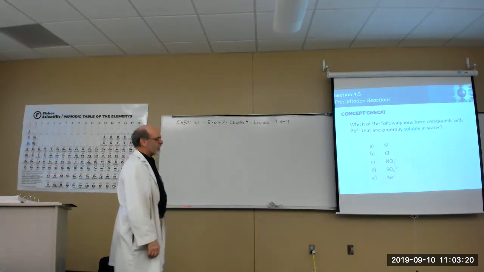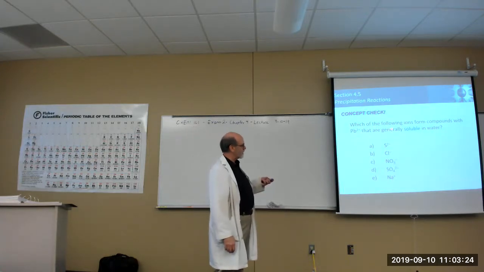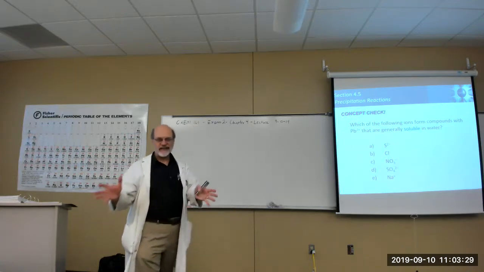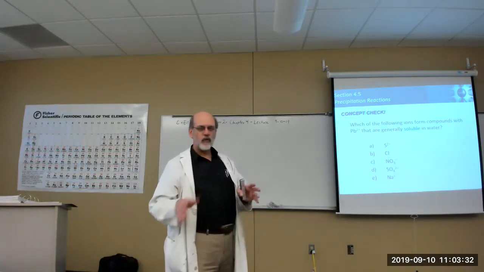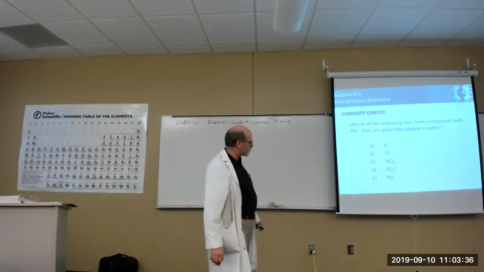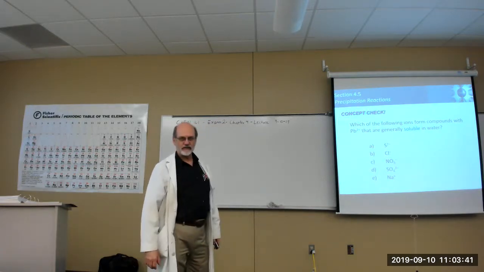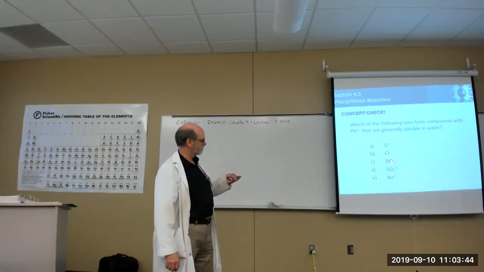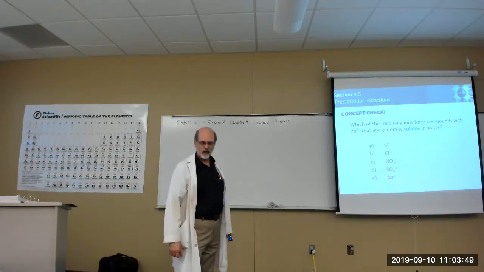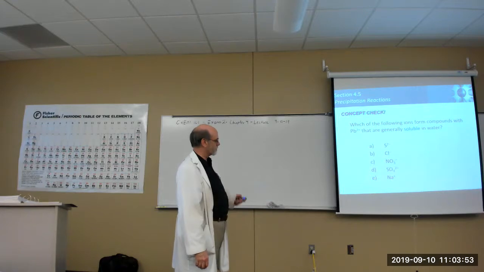Okay, which of the following ions form compounds with lead 2+ that are generally soluble in water? Right? Test-taking technique, look for the ones that are impossible first. So, which one of these, if any, cannot form a compound with lead 2+? Any other cation, of course. Cations repel one another. They will not react. So you can throw E out right off the bat.